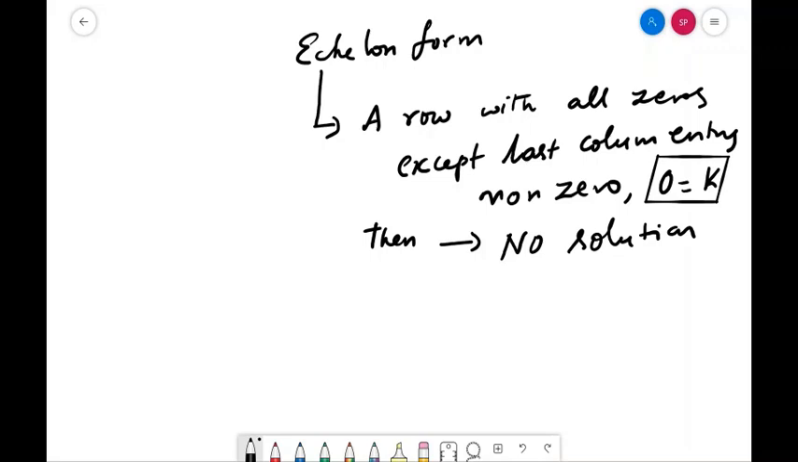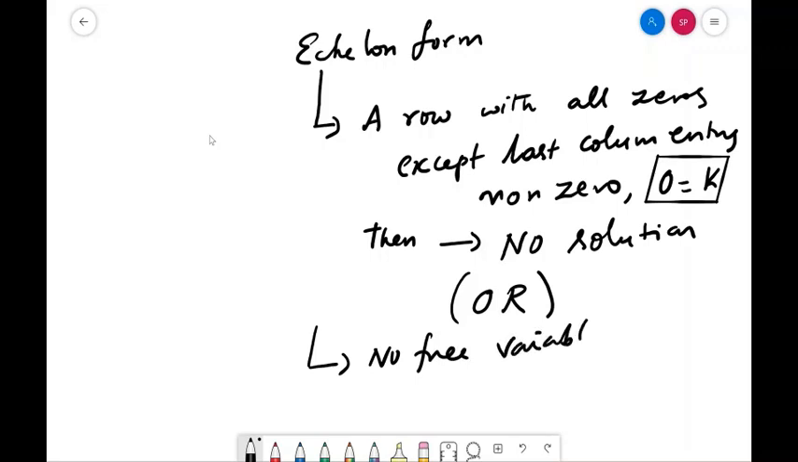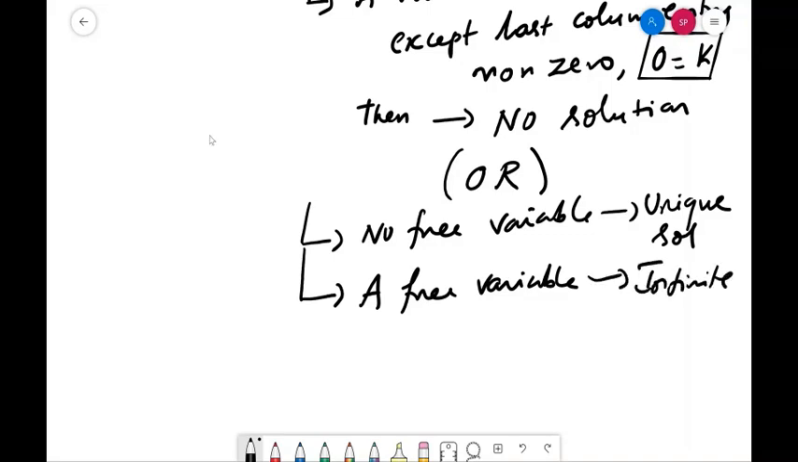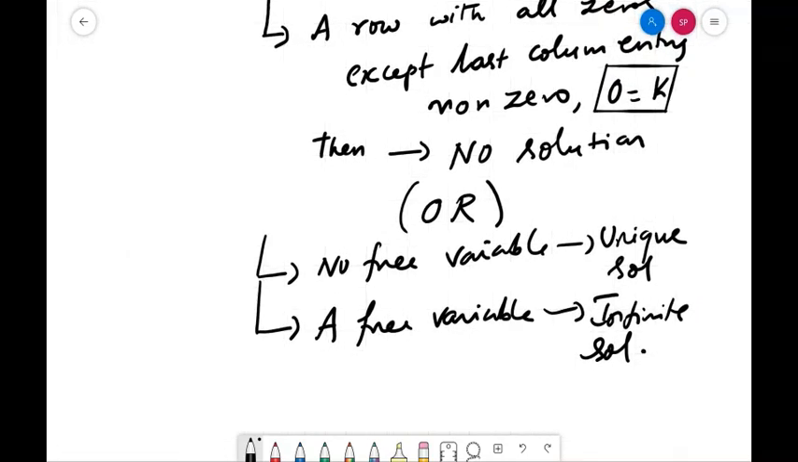If that does not happen, then you will check for free variables. If there are no free variables, you will say unique solution. And if there is a free variable, which means it can be 1 or 2 or more, then infinite solutions. So in this way you can check whether a given system of equations has no solution, a unique solution, or infinite solutions. Thank you.